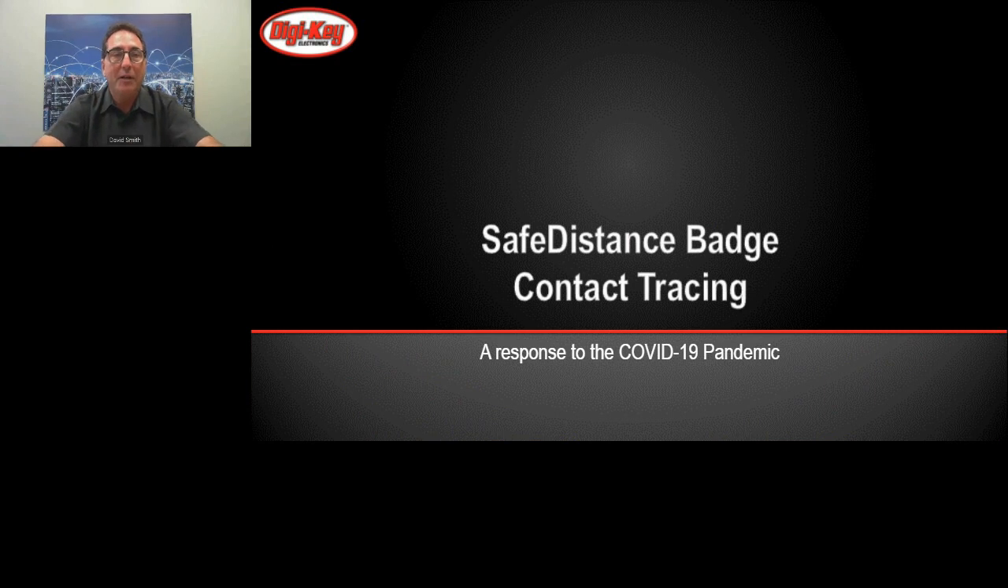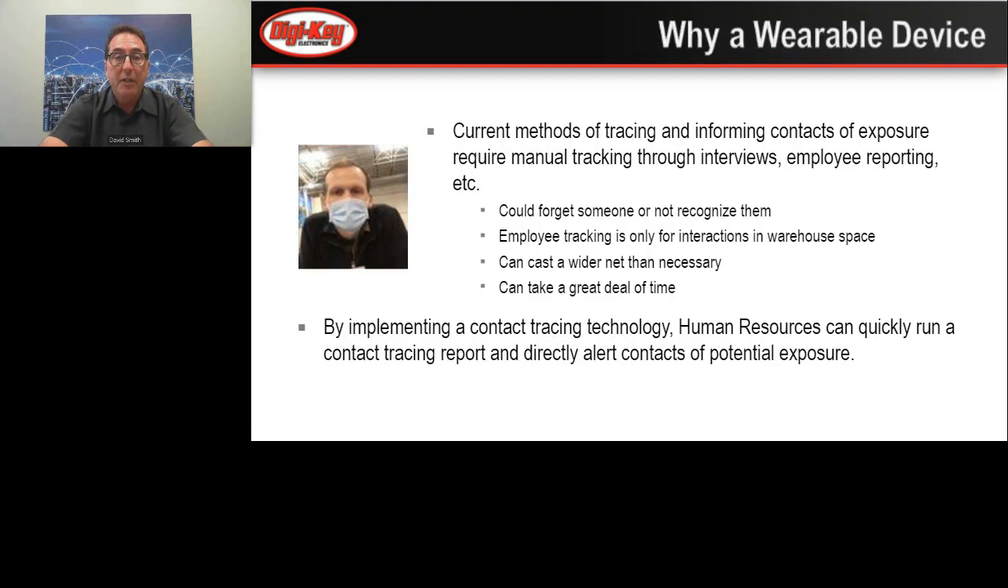I'm going to be talking about the safe distance badge contact tracing solution that DigiKey deployed as their response to the COVID-19 pandemic. Up until they deployed a solution, they would rely on someone reporting that they had a positive test. They would have to talk with that person, talk with other employees, maybe go through timesheets, things like that. That process was very prone to error, right? People would not remember who they spoke to or what they did.